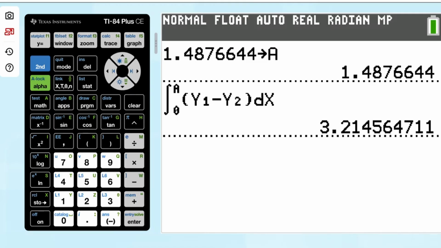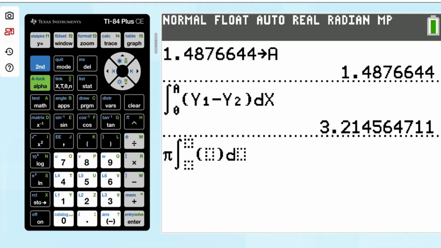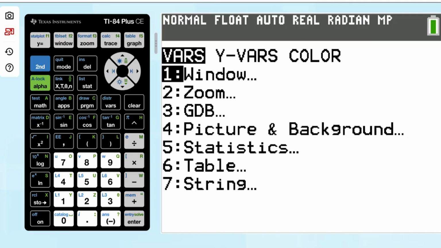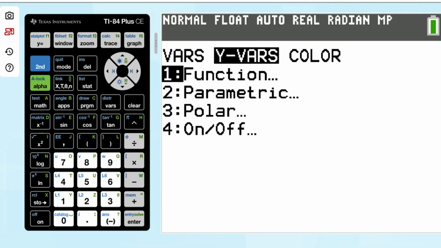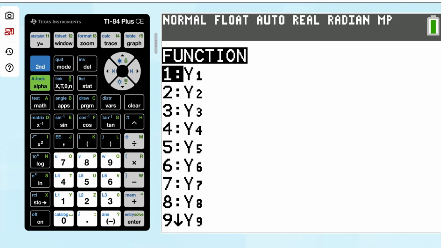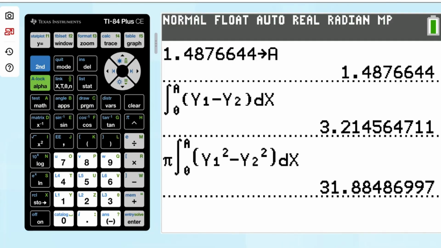And we're just going to use our graphing calculator to find this value. We'll put our pi out in front. Don't forget the pi. Big common mistake to just lose 1 point accidentally with forgetting the pi. We'll do math option number 9, and we're going to again integrate from 0 to a. And we can use that same trick, VARS, in the second column to get y1. And we'll square it. And then we'll subtract, same thing, VARS, second column, and we want option 2, y2. And we'll square that. We'll throw our dx out at the end. And we get 31.885.